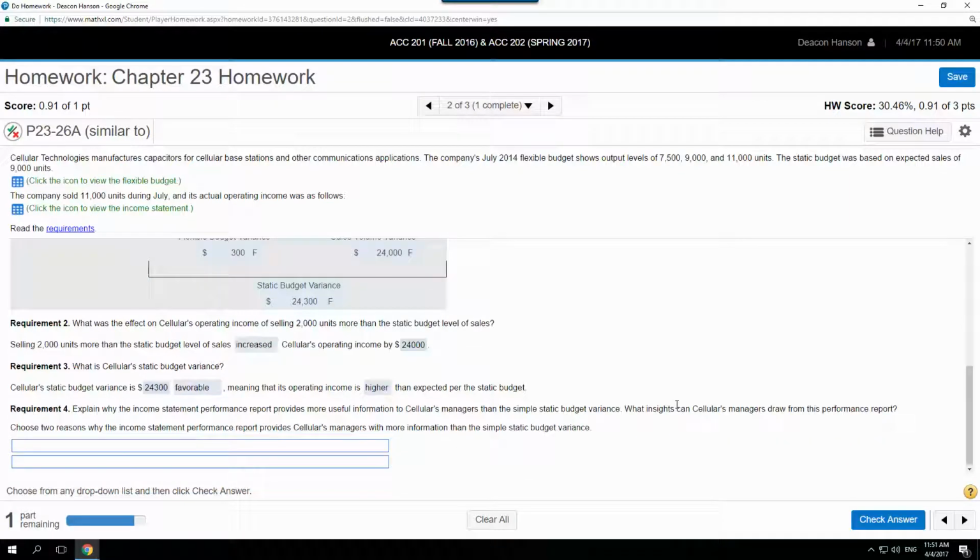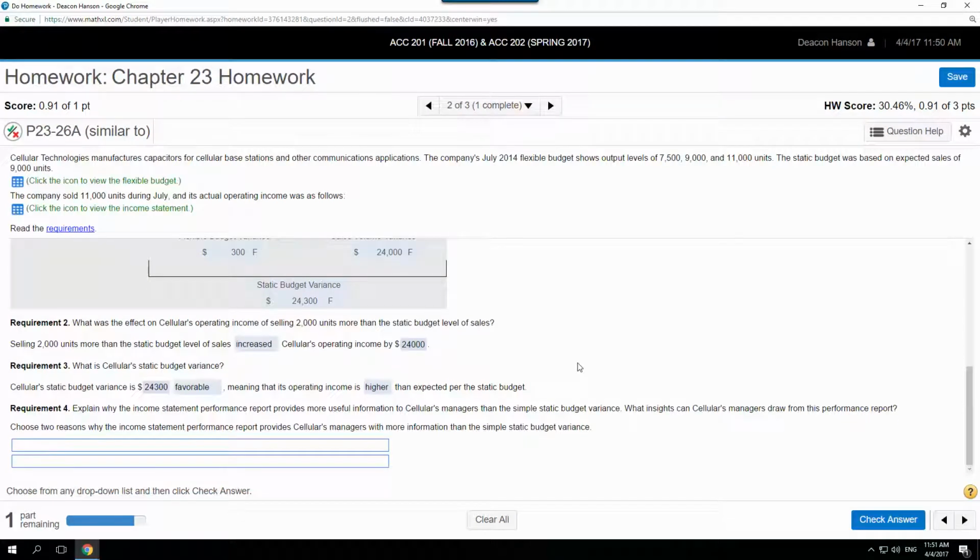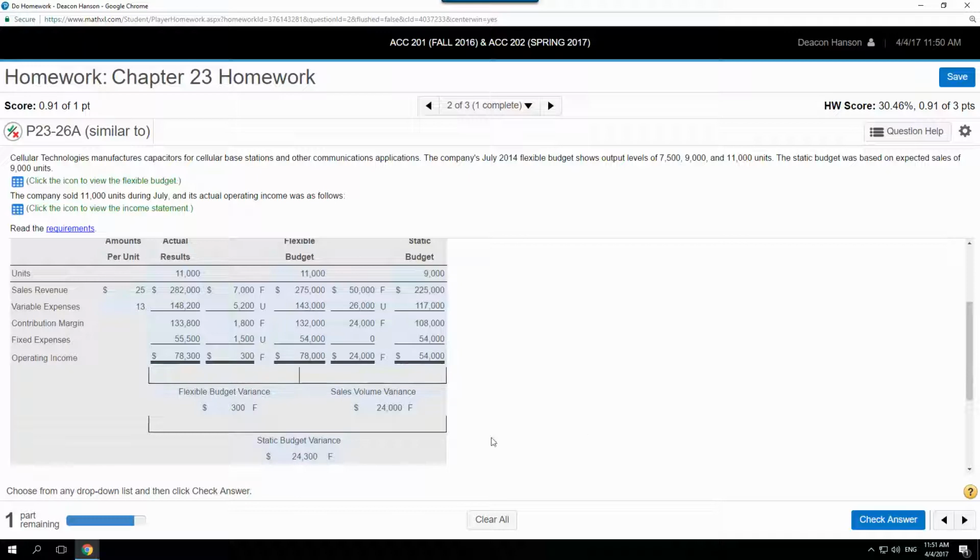So this thing is being called the net income flexible budget performance report. And now they want me to explain why the income statement performance report provides more useful information to Cellular's managers than a simple static budget variance. Okay, so what they're saying is, why does this provide more useful information than just comparing actuals to static? That's what they mean, right? Because you could very easily compare the actual results to the static budget.